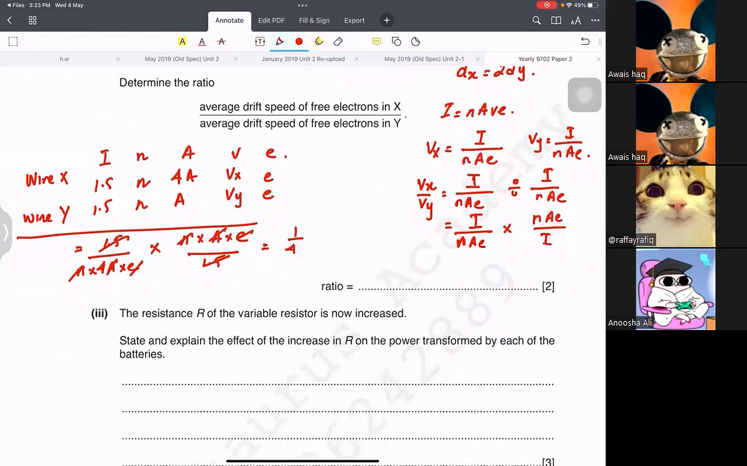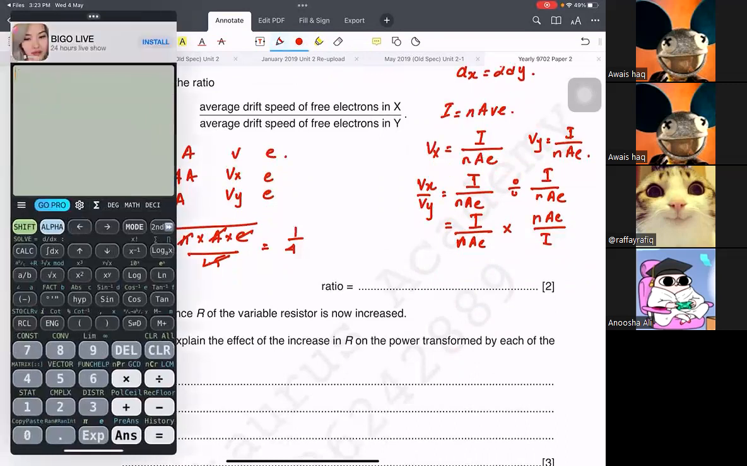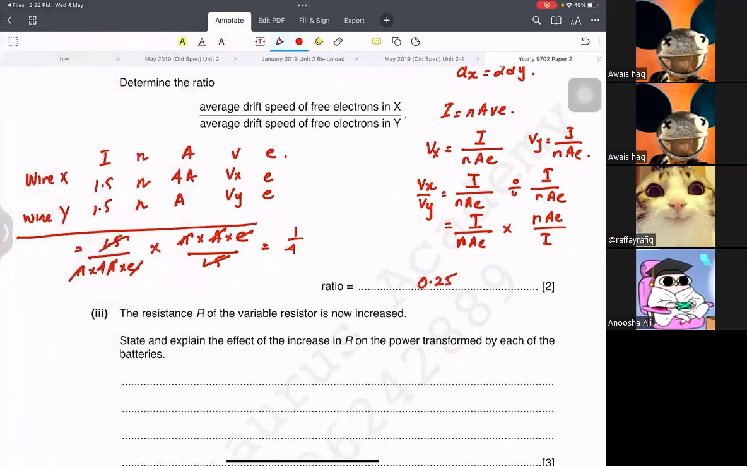1 upon 4. Do not write 1 upon 4. This is not allowed. So you have to use decimals. It should be 0.25, but let me still confirm. Yes. Like this. So write decimal, please. Do not write fractions. Fractions are not allowed as answers.